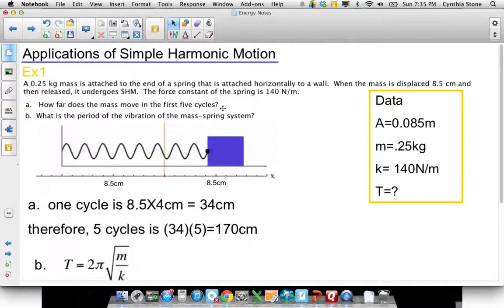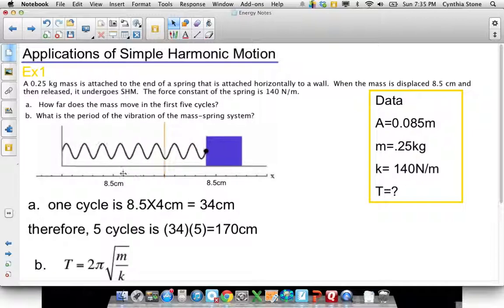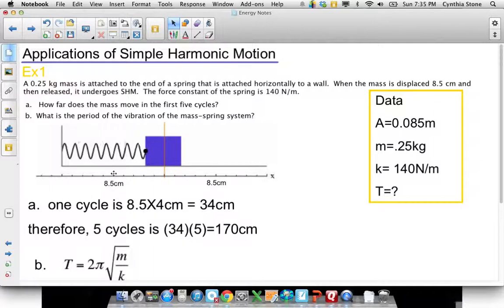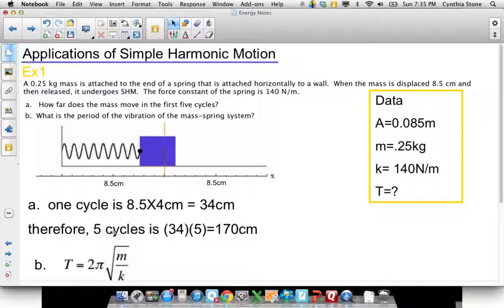So this should be very, very simple. It's just saying that, well, first of all, to solve this, in one cycle, it moves a total of 34 centimeters. The reason is it starts here, right? And then it travels 17 centimeters to get to here, and another 17 centimeters back. So if one cycle is 34 centimeters, then in the first 5 cycles, it travels 170. Simply. That's all there is to it.